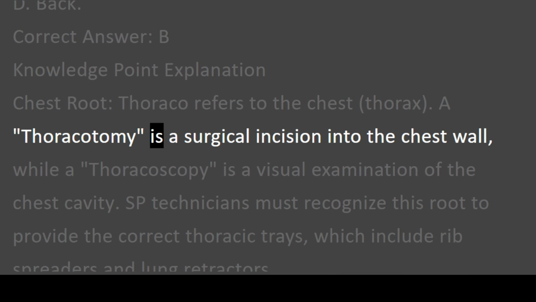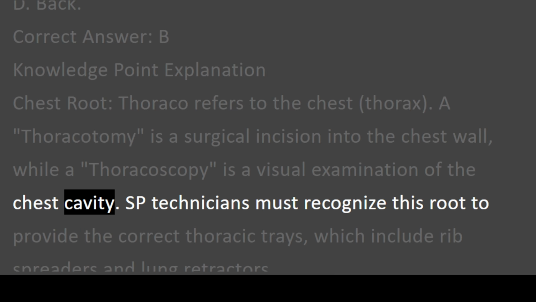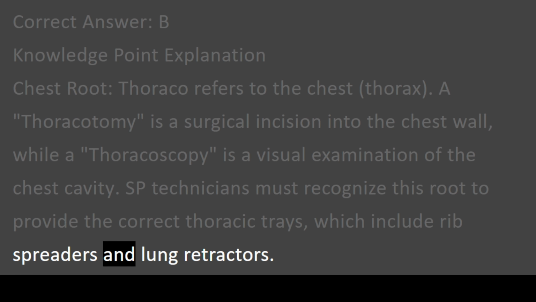A thoracotomy is a surgical incision into the chest wall, while a thoracoscopy is a visual examination of the chest cavity. SP technicians must recognize this root to provide the correct thoracic trays, which include rib spreaders and lung retractors.